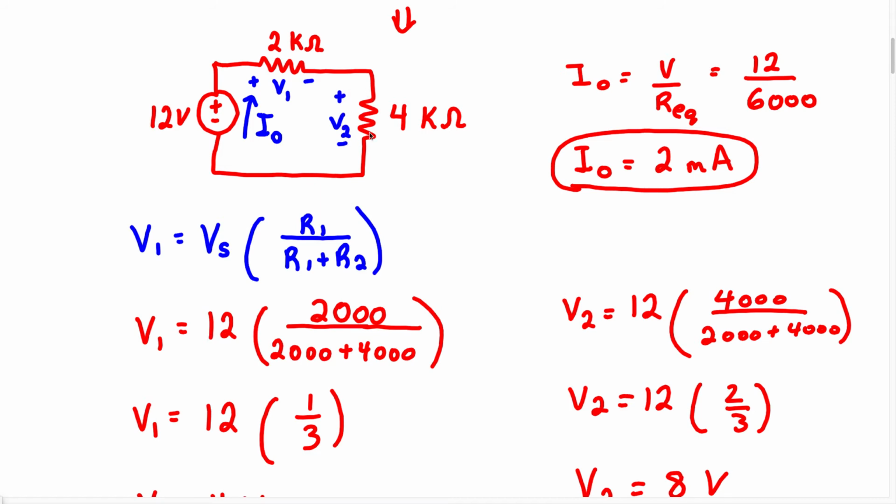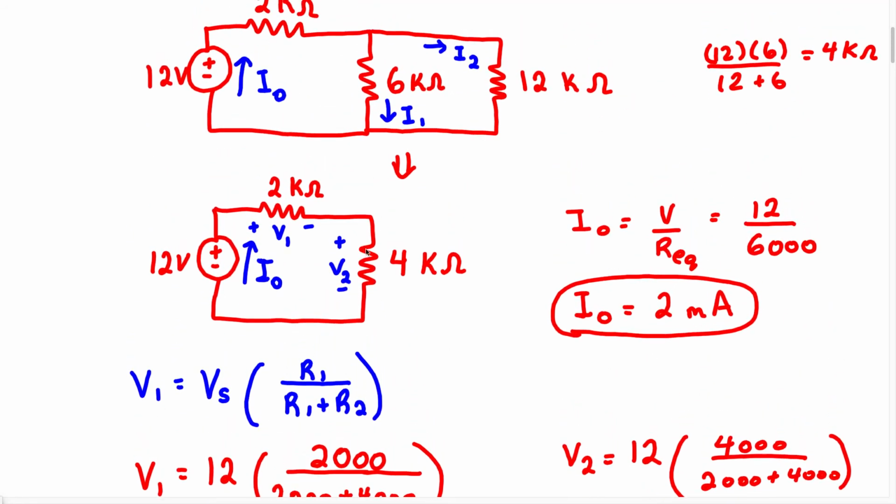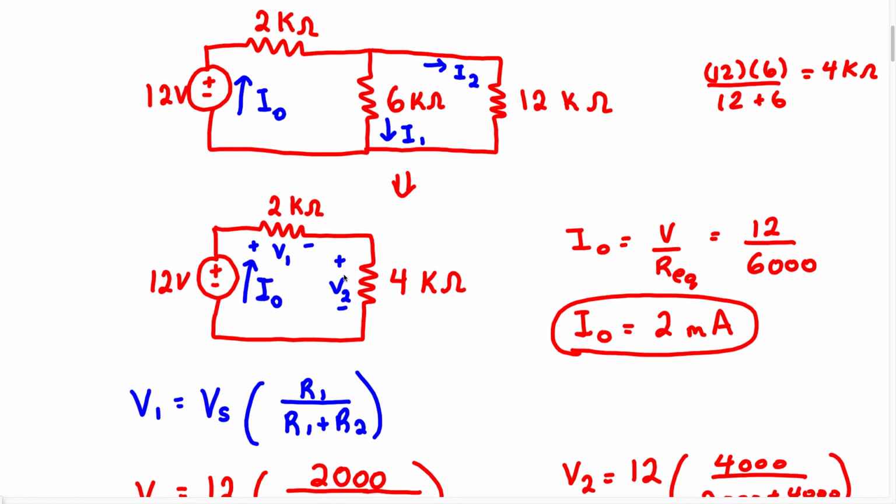So we know the value V2, which is the voltage across this 4K resistor. And we know this 4K resistor came about because we had two resistors in parallel. We had a 6K resistor and a 12K resistor in parallel, which means the voltage V2 is also going to be the same voltage across this 6K and this 6K. I'm just going to write it in, right? So we have V2 here and V2 here.